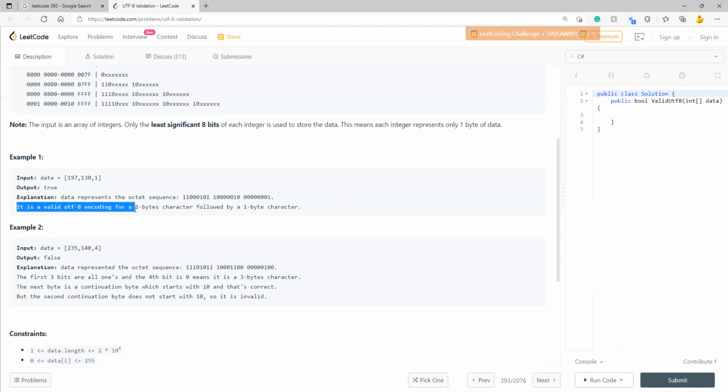So when it says it is a valid UTF-8 encoding for a 2-byte character followed by a 1-byte character, I didn't quite understand. Maybe it's because my understanding was a bit different from the author's intention. I think it would be easier if it said that this whole array can be divided into two groups. The first two are to encode one character. And the third one is encoding another character. It'd be easier.